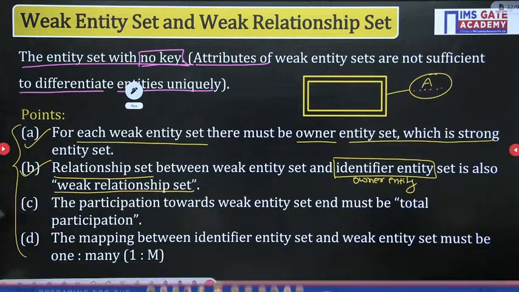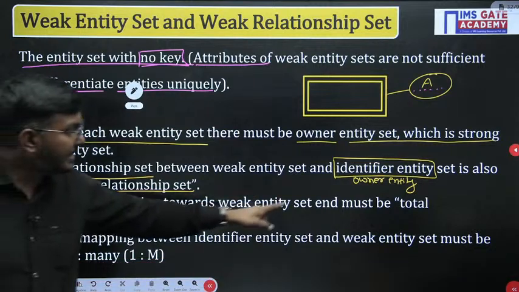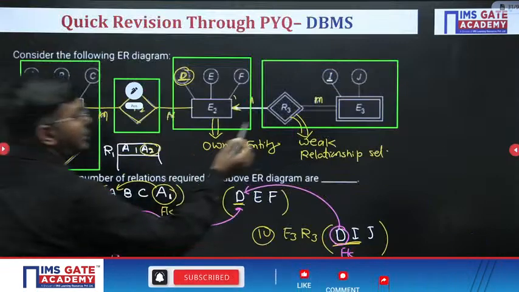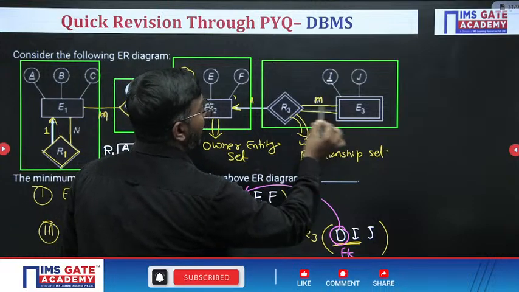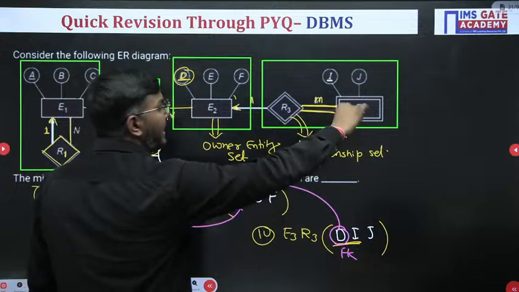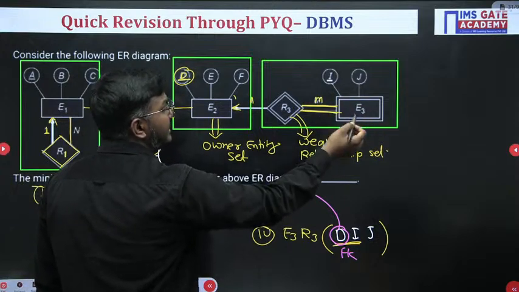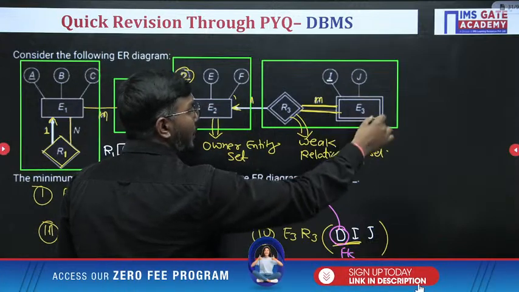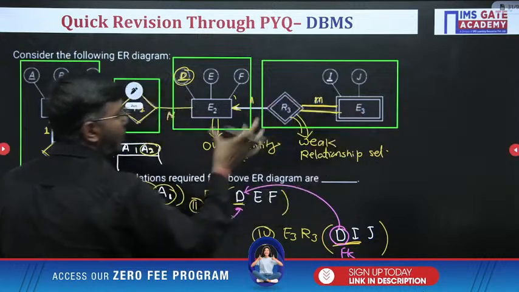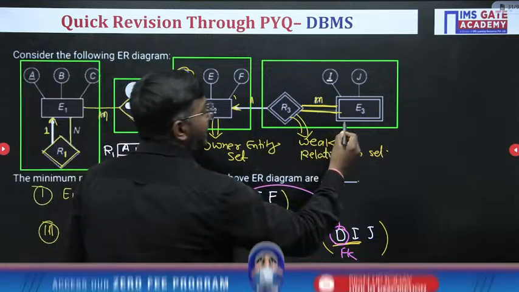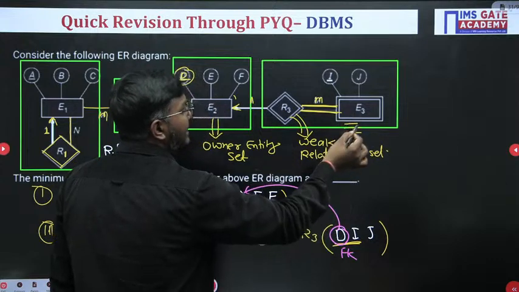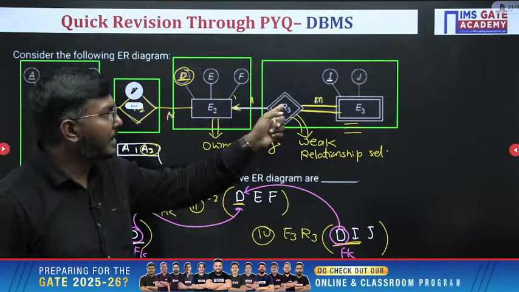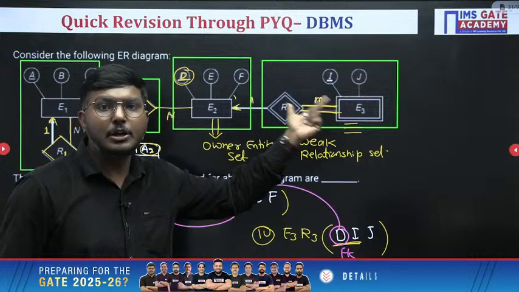Now the third point is that the participation towards the weak entity set must be total participation. See here, towards the weak entity set we have a total participation. Why? Because the weak entities of this weak entity set are dependent on the owner entity set. Getting my point now? Because of this, every entity of this weak entity set must participate in the relationship set. Understood now? So the participation towards the weak entity set must be total participation.